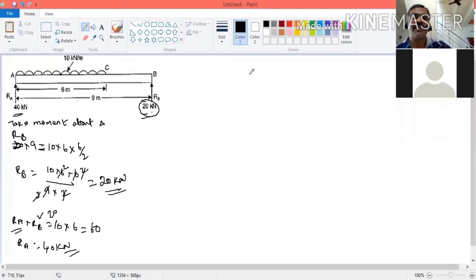Shear force and bending moment. Shear force at B. If you take the right side, there are no forces. Only RB is there, and RB is acting in the upward direction. Then it is negative, minus 20 kilonewton.